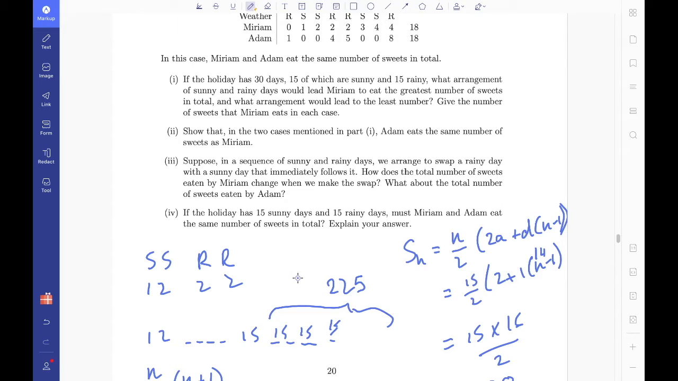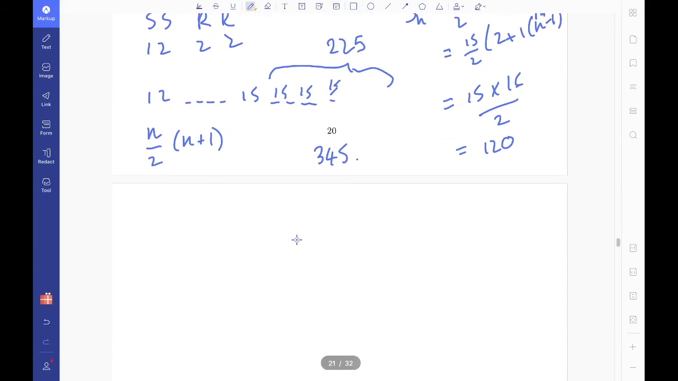So what arrangement would lead to the least number? Give the number in each case. I guess the least number is the opposite, right? You just move all of the sunny days to the back. You move the rainy days to the front. So it's like 15 zeros in a row, and then 1 to 15. And we know what 1 to 15 is. It's just 120. So the smallest number is 120 sweets. The largest number is 345. This happens with all of the sunny days at the front.